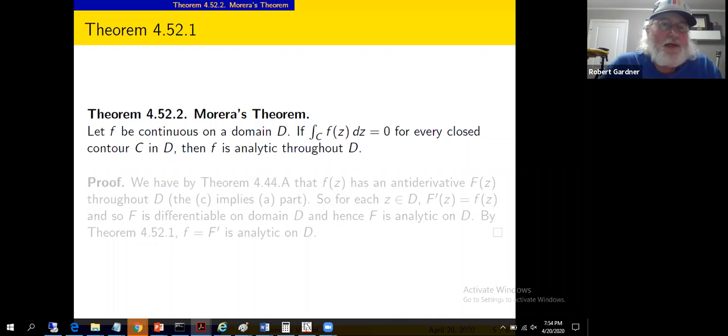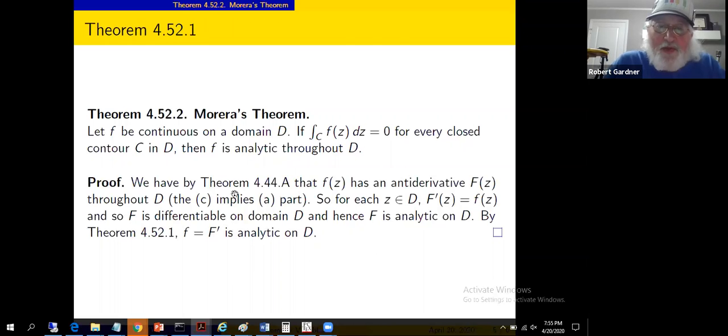All right, now for something a little bit new. Morera's theorem says, let f be continuous on a domain D. If the integral about C of f of z dz equals 0 for every closed contour C in D, then f is analytic throughout D. Okay, we saw, well, here's where we saw it. We saw in theorem 44.a that if you had integrals like this always being 0, then the function had an antiderivative. In fact, that's the piece of theorem 44.a that we're going to use. Theorem 44.a was our fundamental theorem of calculus.